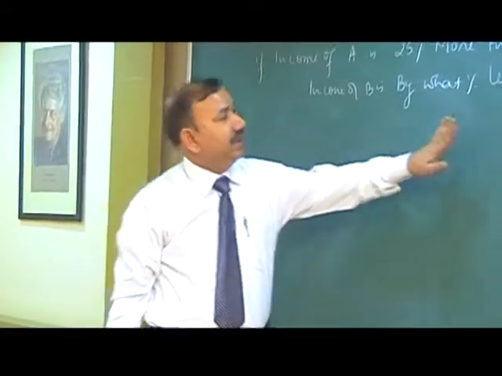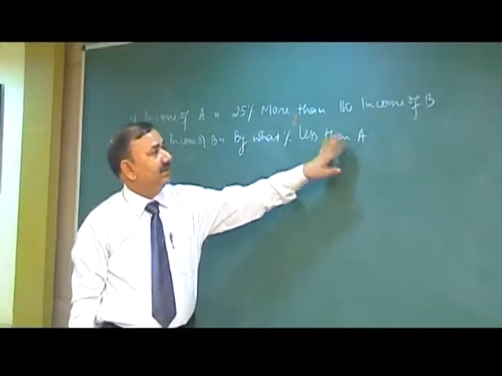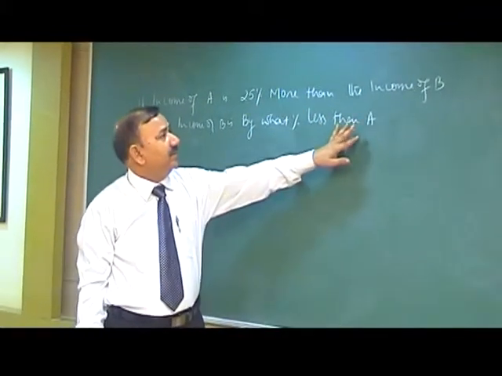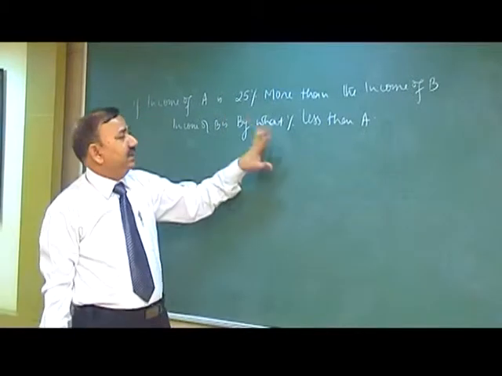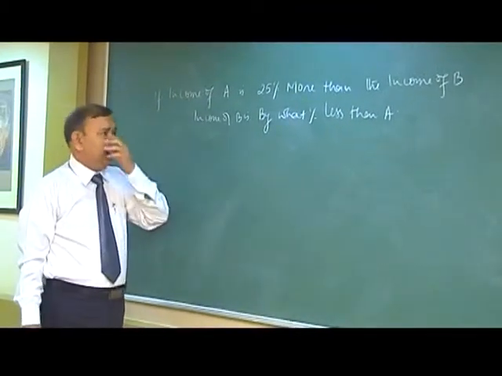They say the income of B is 25% less than A. But this is not the answer. So we have developed a shortcut technique to get the answer to these questions.